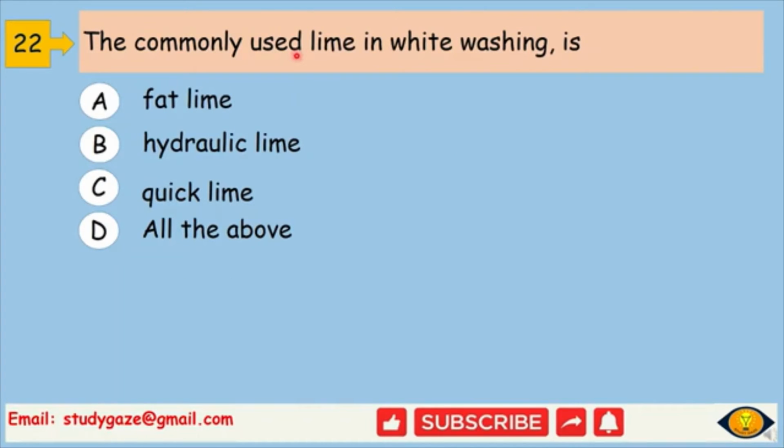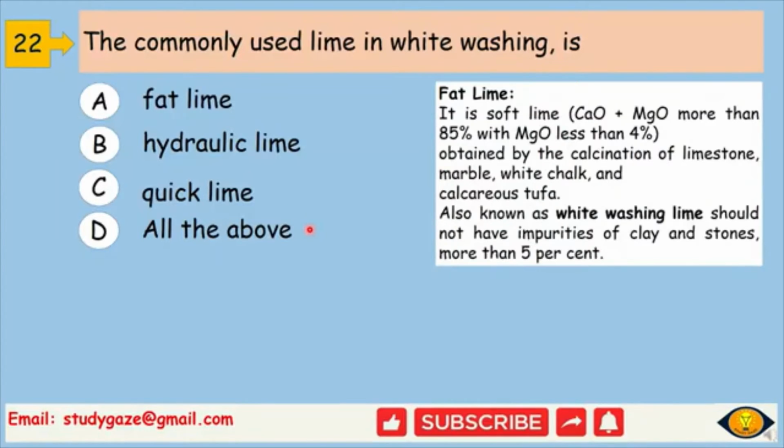22. The commonly used lime in whitewashing is fat lime, hydraulic lime, quick lime, all the above. Answer will be A, fat lime. Fat lime is soft lime composed of calcium oxide and magnesium oxide, more than 85% with magnesium oxide less than 4%. It is obtained by the calcination of limestone, marble, white chalk and calcareous tufa.